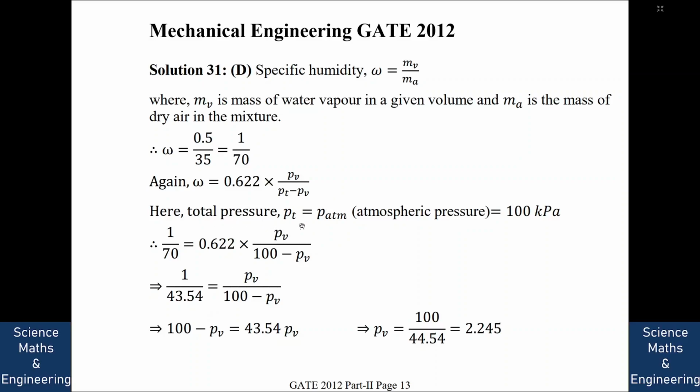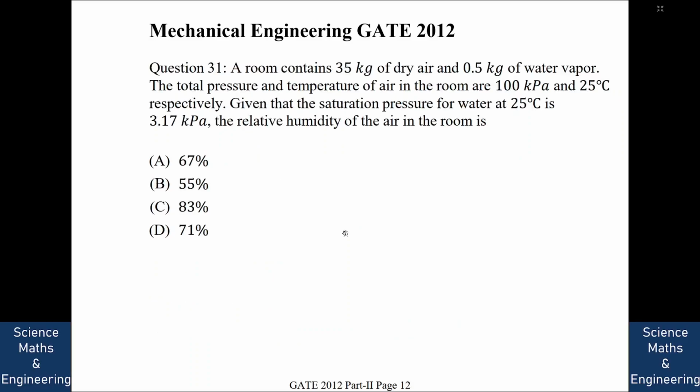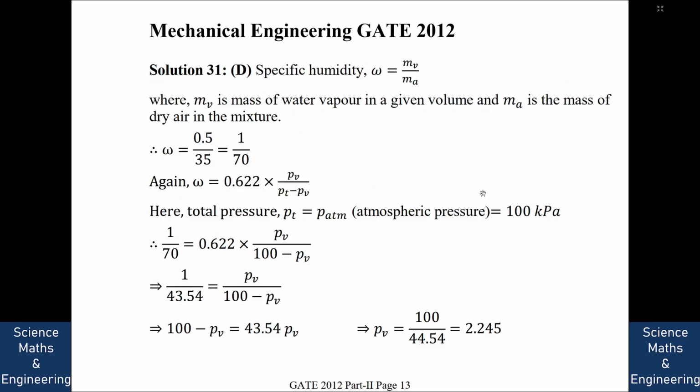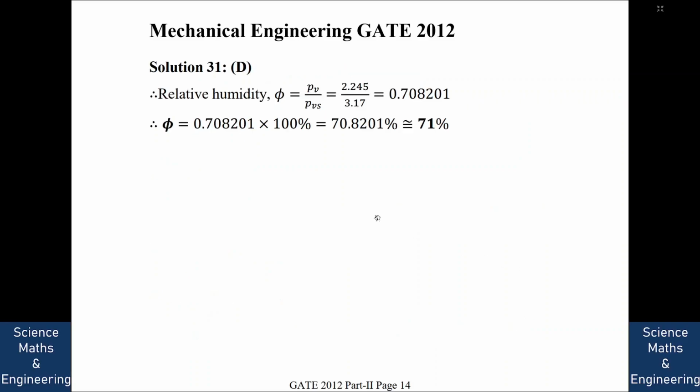Here the total pressure would be the atmospheric pressure, which is equal to 100 kilopascal. It is already given that the total pressure of air is 100 kilopascal. So 1 by 70 is equal to 0.622 into PV by 100 minus PV. From here we get PV is equal to 2.245.